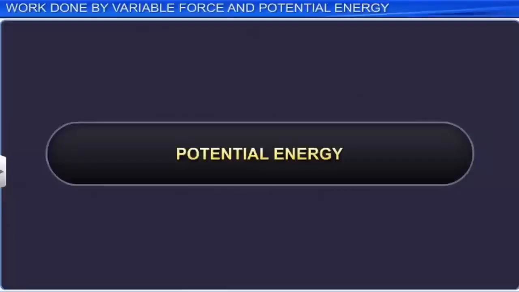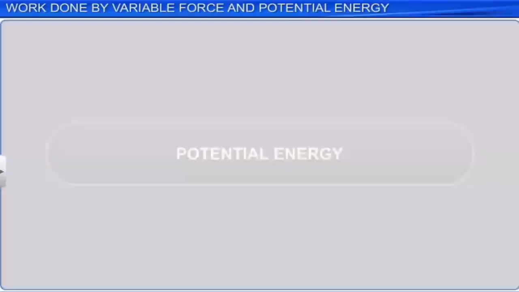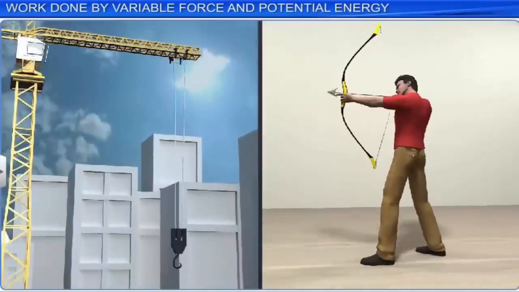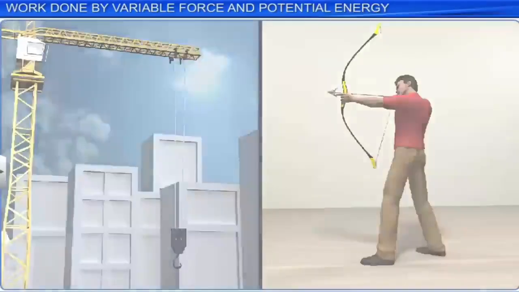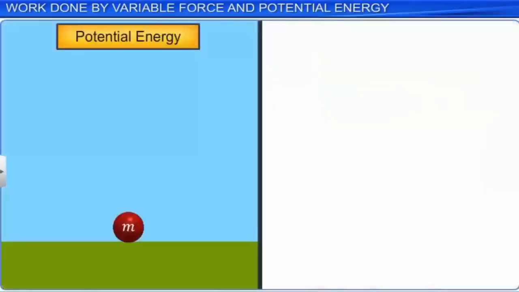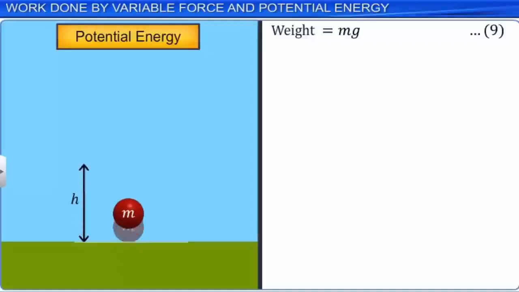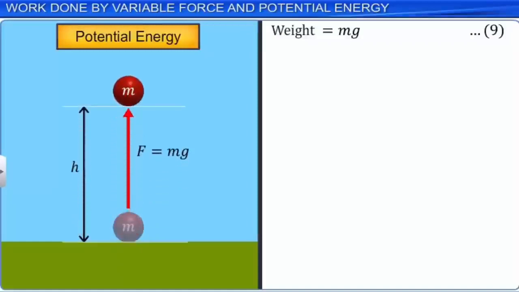Now let us learn about potential energy. The energy stored in a body by virtue of its position or configuration is called potential energy. Consider a body of mass m placed on the surface of the earth. The weight of the body placed on the surface of the earth is denoted by mg. Let this be equation 9. To raise the body through height h above the surface, the minimum force required is its weight, which is equal to mg.